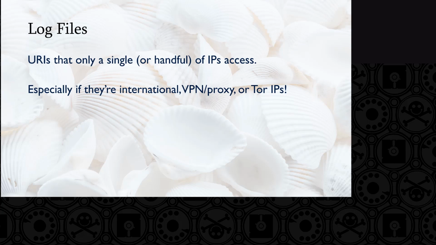Another thing to look for in log files is URIs that have requests from just a single or handful of IP addresses. Unless this is a normal pattern for you, that's pretty suspicious. It's especially suspicious if they're coming from an international country where you don't normally get requests from, known VPN or proxies, or from Tor IPs. One other thing you can look for related to this is occasionally robots.txt will be modified to exclude the web shell, so keep an eye out for changes to it.